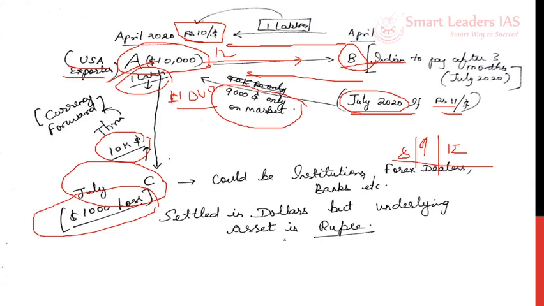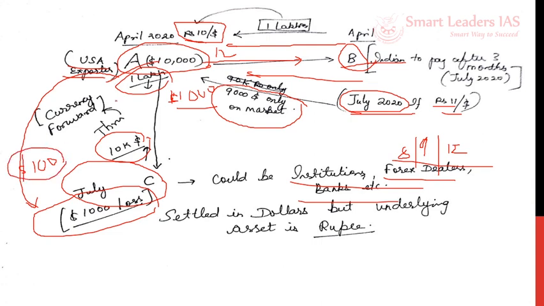So C here could be an investor. He could be an institution, forex dealers, banks, or anybody who has the capacity to generate a lot of money and pay him back. So for this promise, where you ask that if I give 1 lakh after 3 months you give $10,000, some amount will be transferred to this person in April. Let's say $100. So this $100 and a paper will be exchanged, and this paper is called the currency forward.